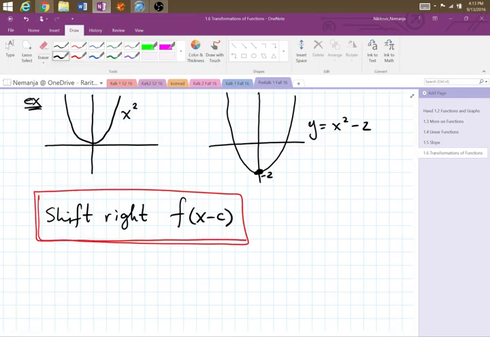Example. So what should be our starting function? Anyone? Which function should I use? X cubed. Okay, thank you. I ran out of functions, that's why.